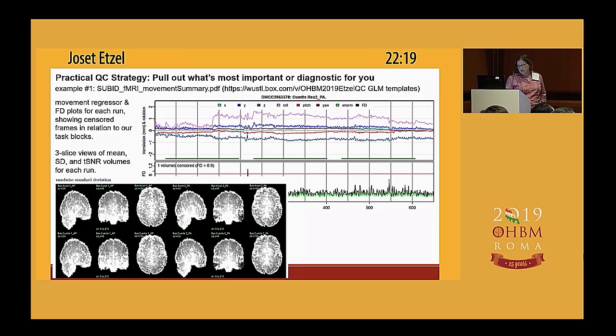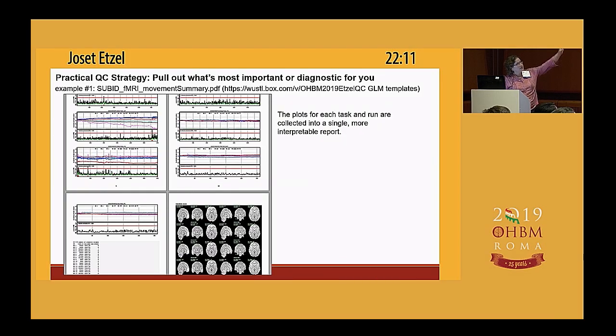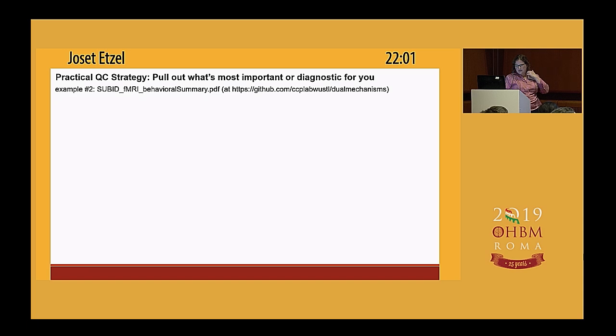Then we also include these TSNR and standard deviation type images, and totals of censored frames. These big reports have all these elements in them together, so I can easily scroll through everything for one person. And just one more quick summary example is this one for behavior.